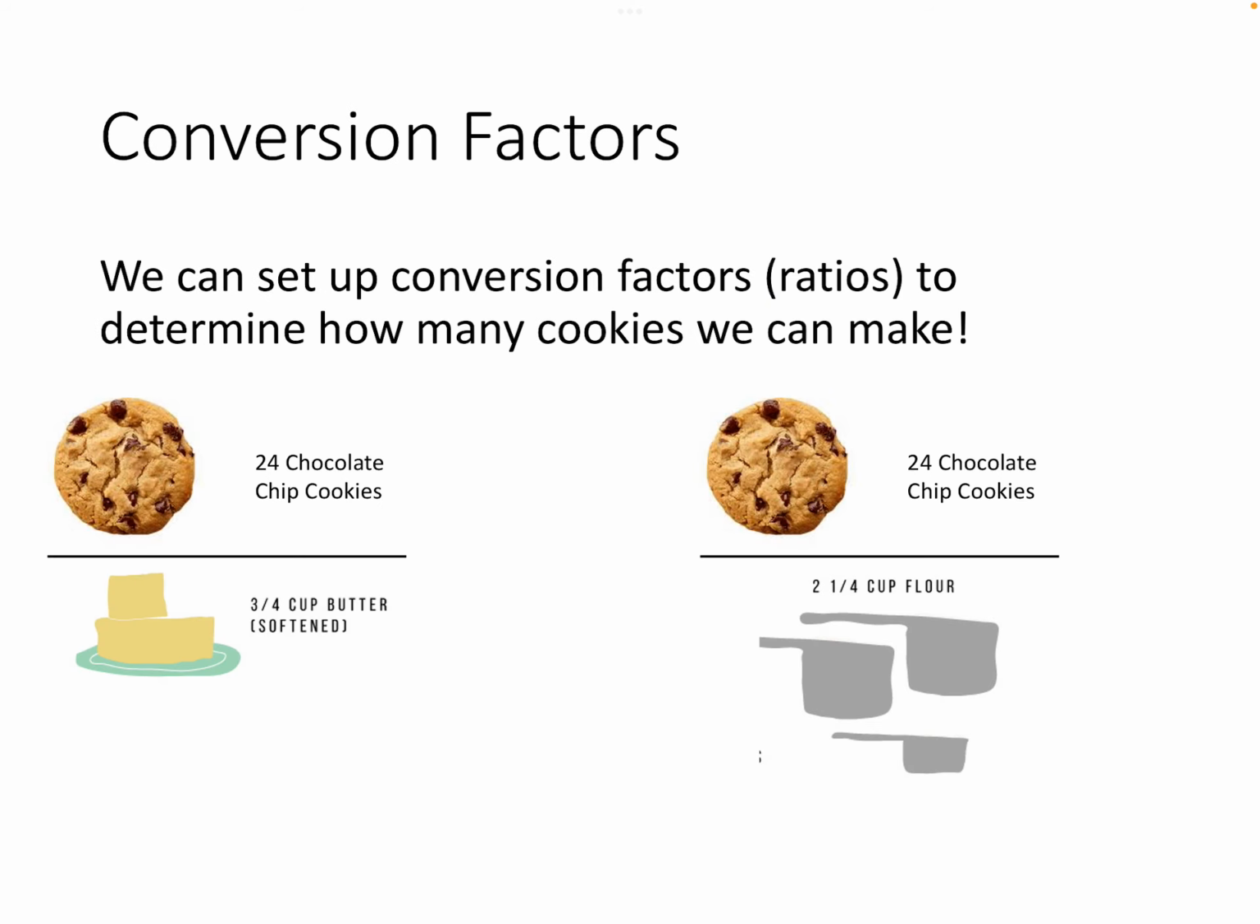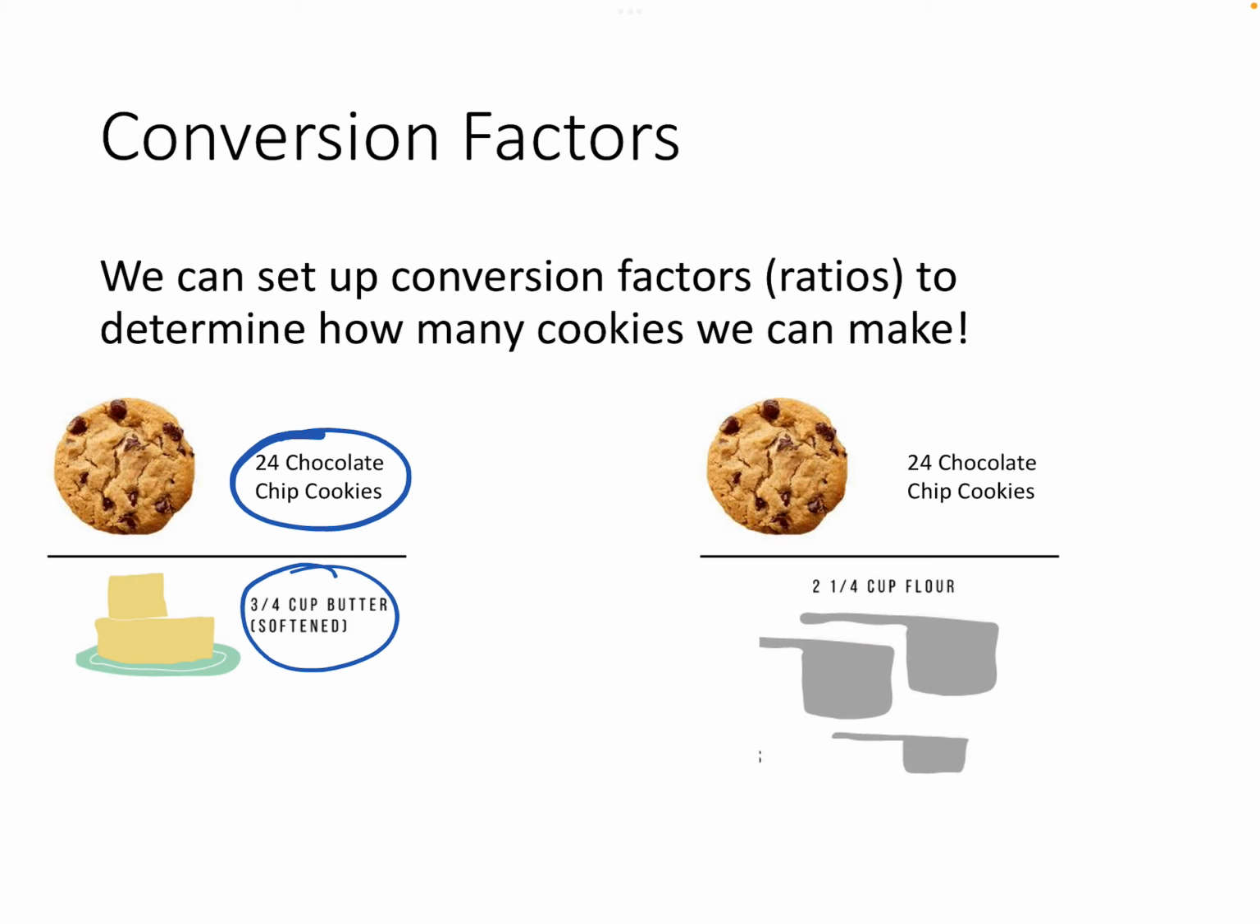Now, what we can do with that, we can set up what are called conversion factors, or just ratios, to determine how many cookies or how much of the product we can make. So let's say we were just looking at butter related to cookies. We could say that we will make 24 chocolate chip cookies for every 3/4 cups of butter.